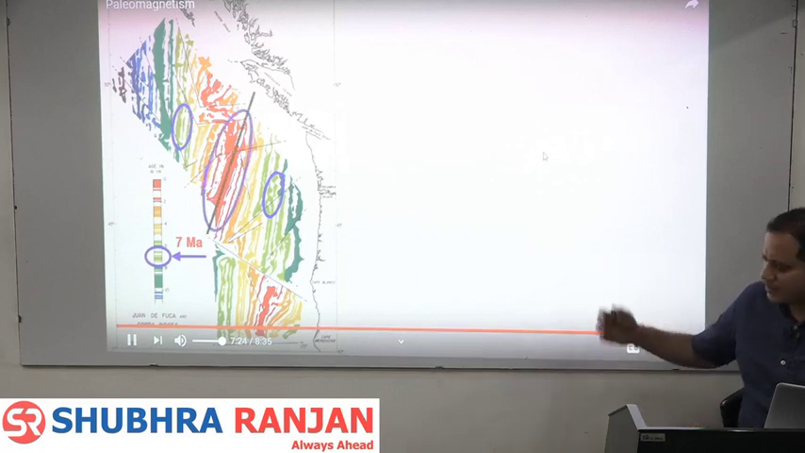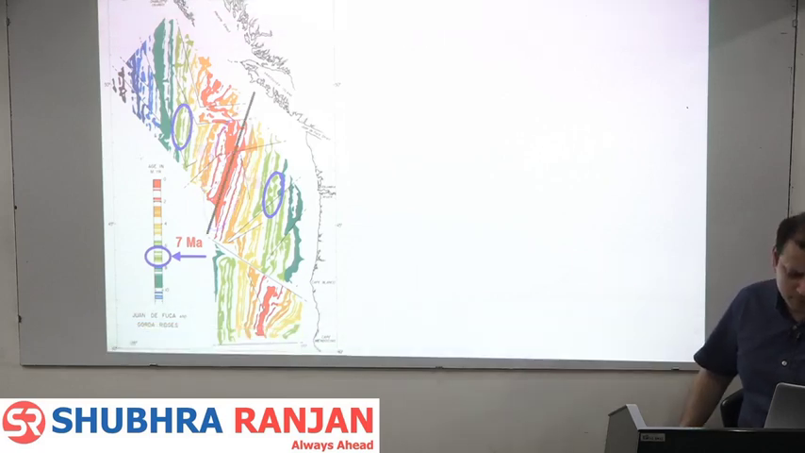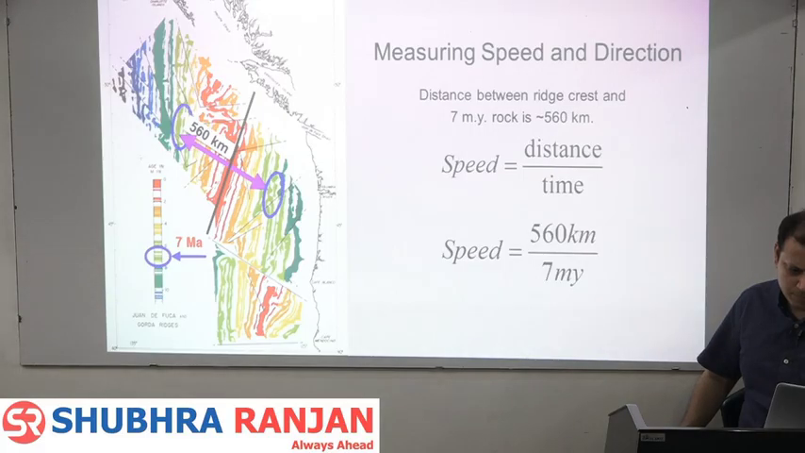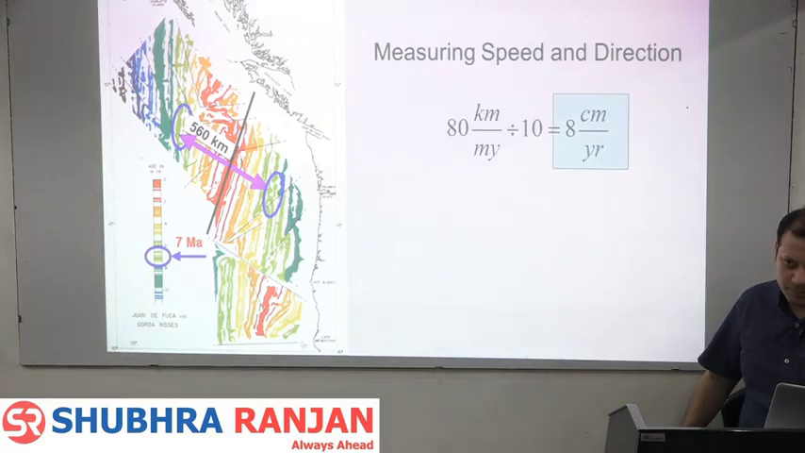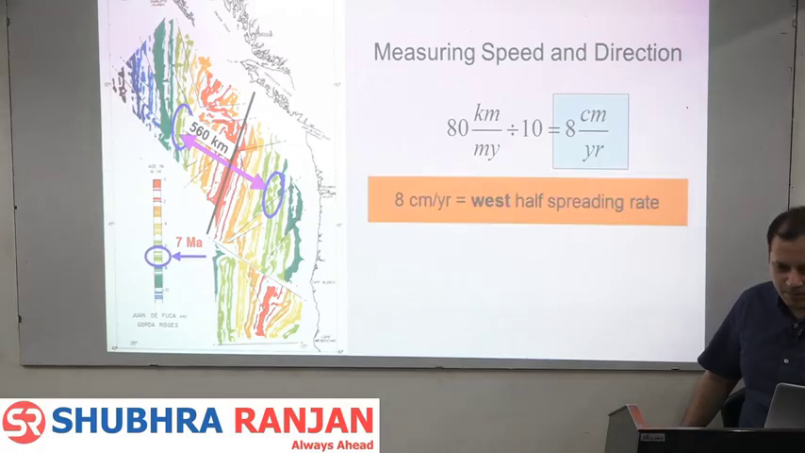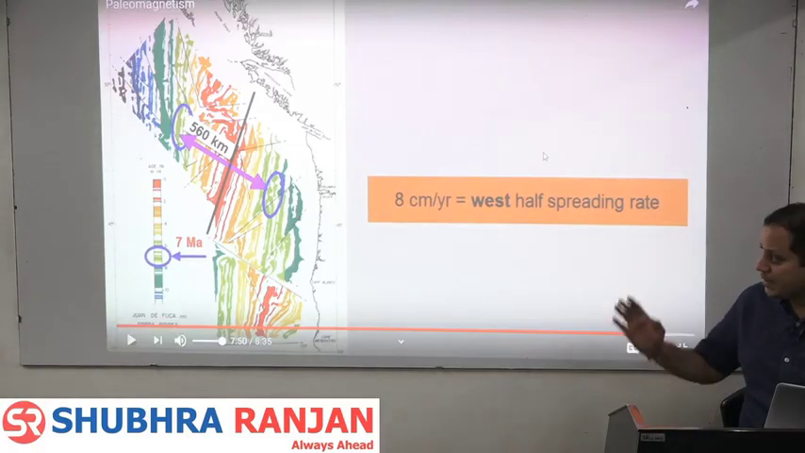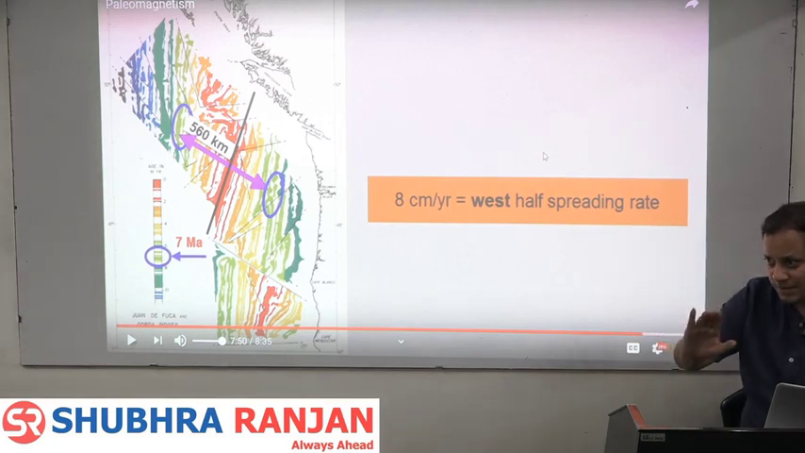So what's the direction of plate motion? Away. And how fast on average has it been spreading? If 560 kilometers separates the rock from its origin, then it has traveled 560 kilometers in 7 million years. That's 80 kilometers per million years, or 8 centimeters per year. We call that a half spreading rate, by the way, because it represents how fast. Why half spreading rate? Because only one half has been calculated.